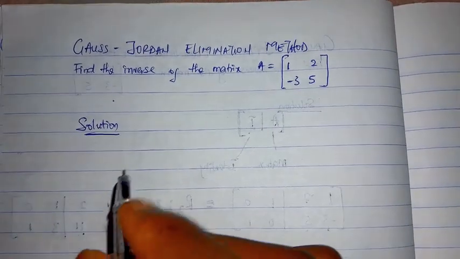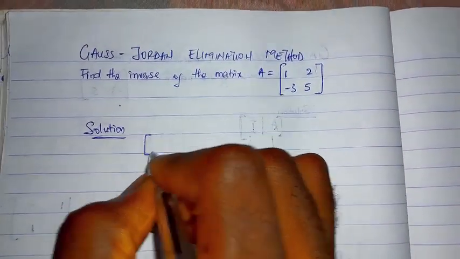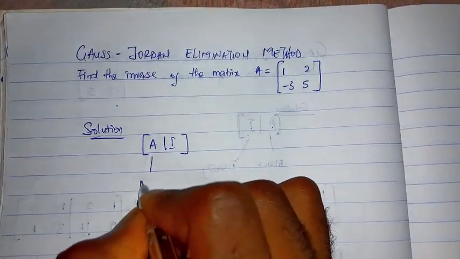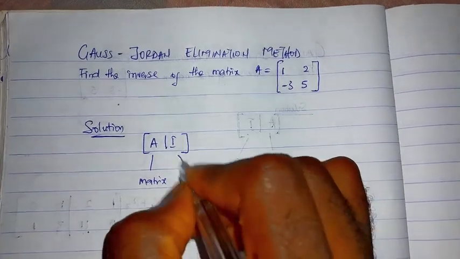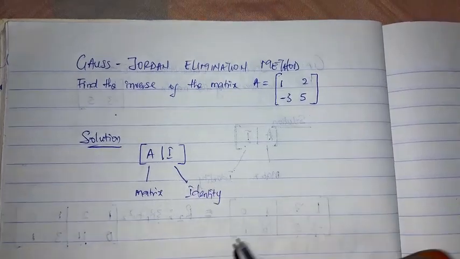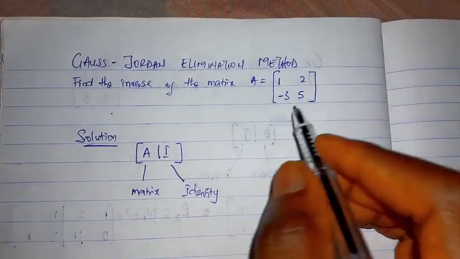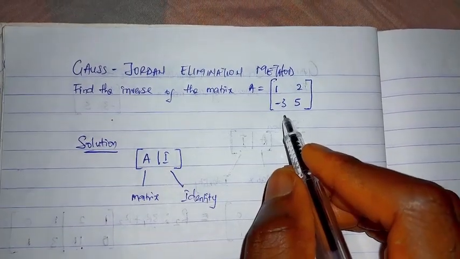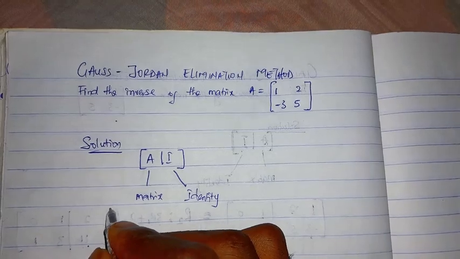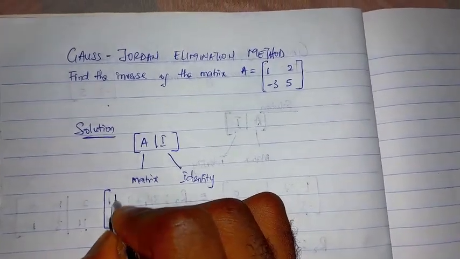So, going straight in, what do we have? The Gauss-Jordan elimination method is of the form [A | I], where A represents the matrix and I represents the identity. Depending on the matrix given to me, that determines the identity I'm going to be using. In this case, I have a square 2 by 2 matrix. If it was 3 by 3, we'd know how the representation would look.